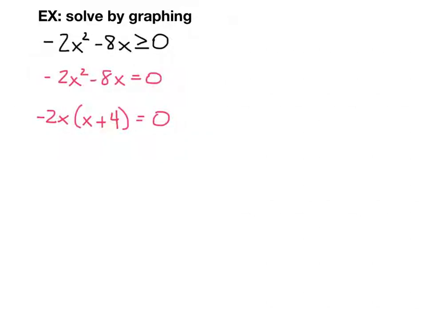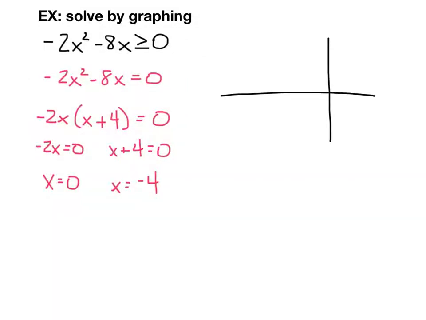Once we've factored, we set each of those things equal to 0 and find my critical values. So x equals 0 and x equals -4. These will be the x-intercepts that I plot on my graph. So I draw my graph. It's or equal to, so these will both be solid at 0 and -4.